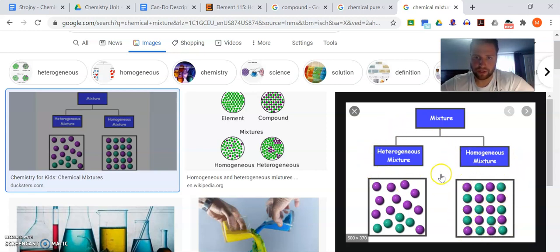Whereas when we have a heterogeneous mixture, something that's different throughout, this is kind of like your oil and water concept, okay? Here's our water. Here's our oil. They've separated from one another, and they'll continue to be separated.